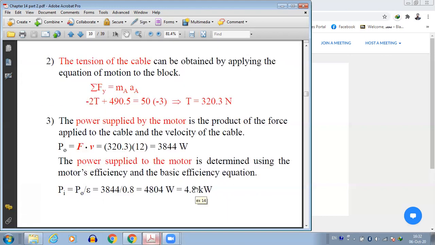Okay, the problem is solved at this point, but I need to know if you really understood what happened here, or is there anything that you do not understand. You can ask.